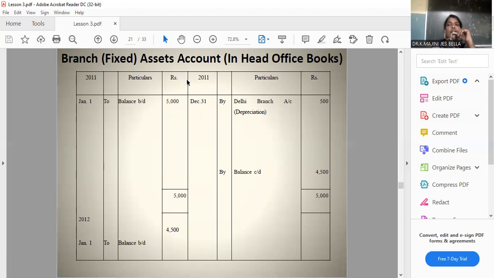Then you come to the credit side, December 31st by Delhi branch account. Depreciation, how much? Already we have calculated in the trading and profit and loss account. 500, right? We have to write it here. 500. How much is the closing value of the furniture? 5,000 minus 500, right? 4,500 by balance CD. Just to total it, both the sides are 5,000, right? Just to brought down that value 4,500. 2012 January 1 to balance BD 4,500.